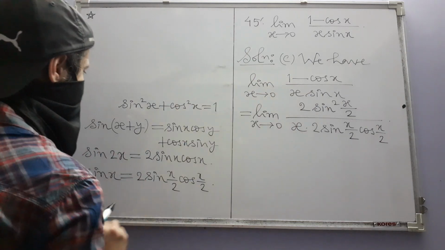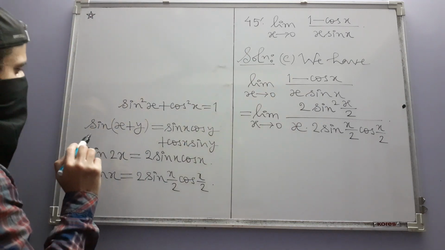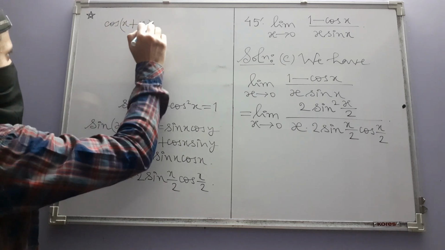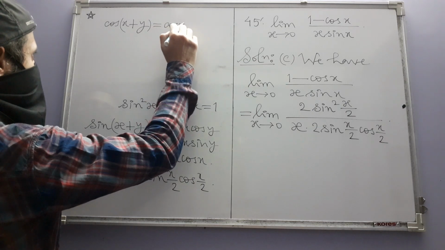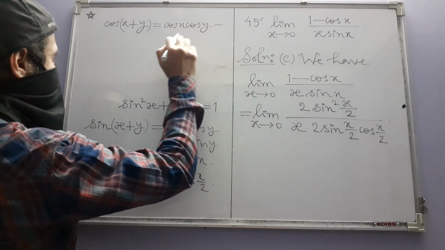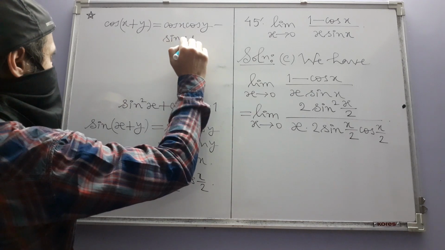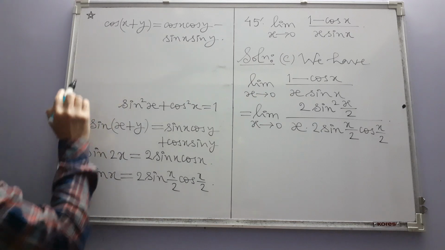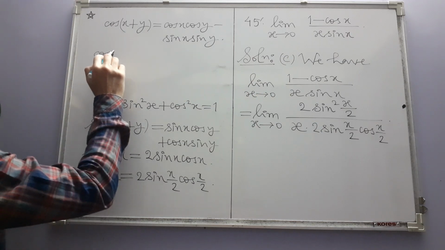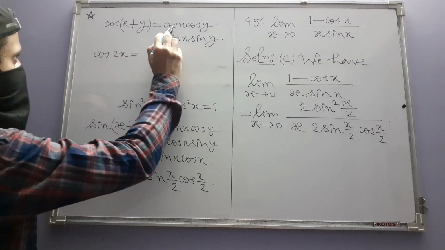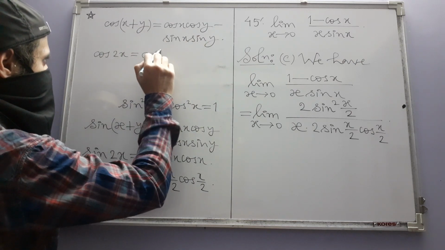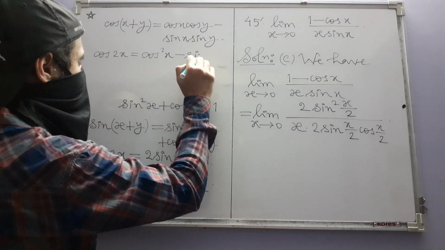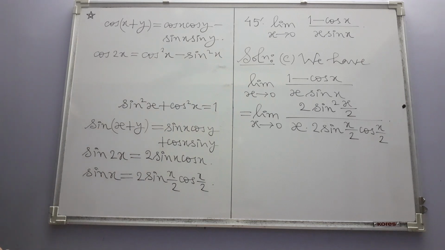And what about this numerator? The numerator can be had from the angle sum formula for cosine function, cos x cos y minus sin x sin y. So here also, if you take x equal to y, what do you get? Cos 2x equals cos square x minus sin square x.